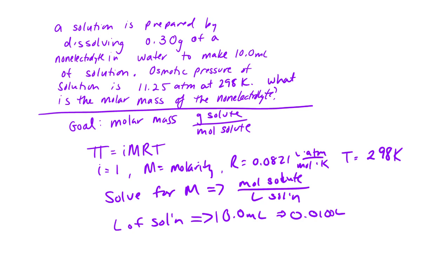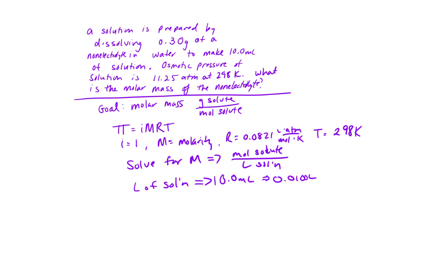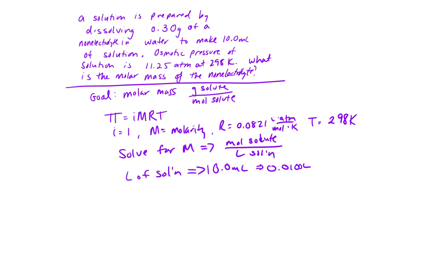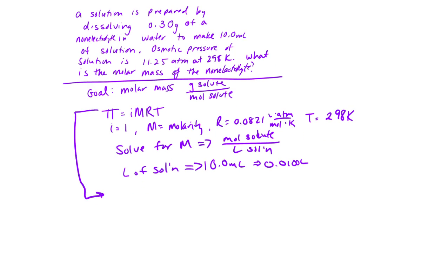So, it's a two-step problem. Step one, we're going to solve for molarity. Step two, we're going to use that piece of information and the volume given in the problem to find moles. And then part 2b is going to solve for grams per mole. So let's do that. I'm going to rearrange the osmotic pressure equation to solve for molarity. So M equals osmotic pressure over I times R times T.